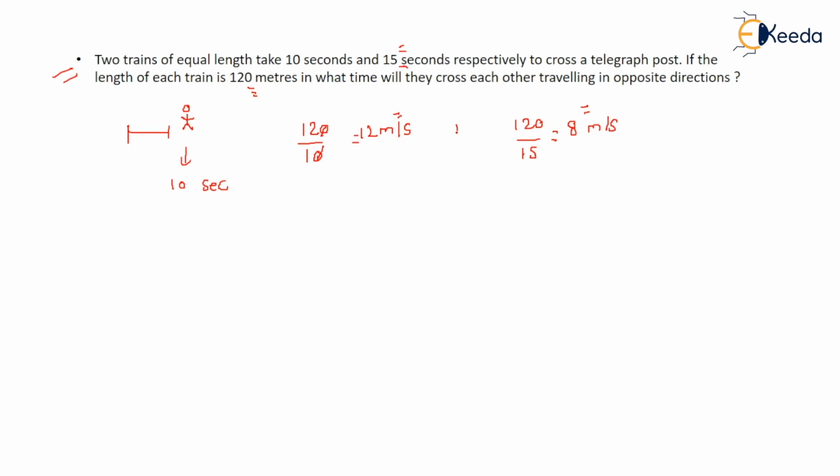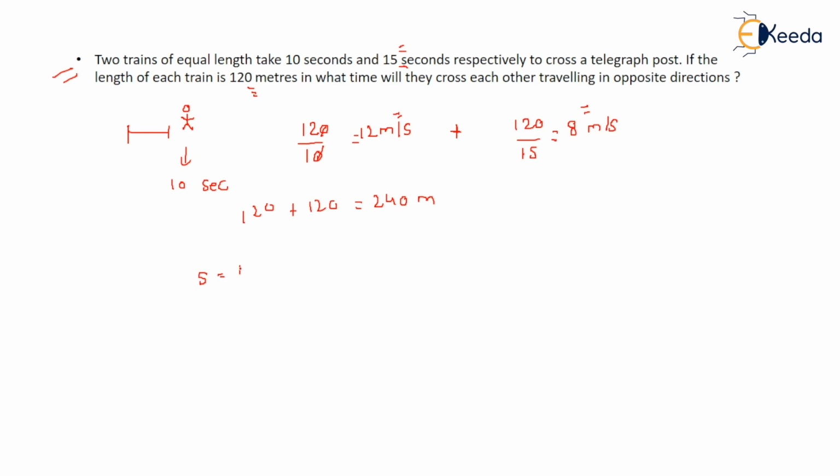Both are traveling in opposite direction. Their speeds add up in opposite direction, right? And the total length will be what? 120 meter of the first train plus 120 meter of the second train. The total length will be 240 meter. And how many seconds are required to cross each other? Now you have the speed. Speeds in opposite direction add up. This will come out to be your new speed, that is 20 meter per second.